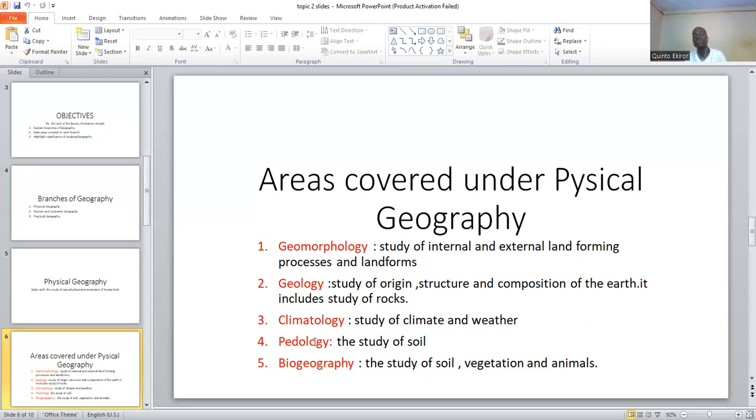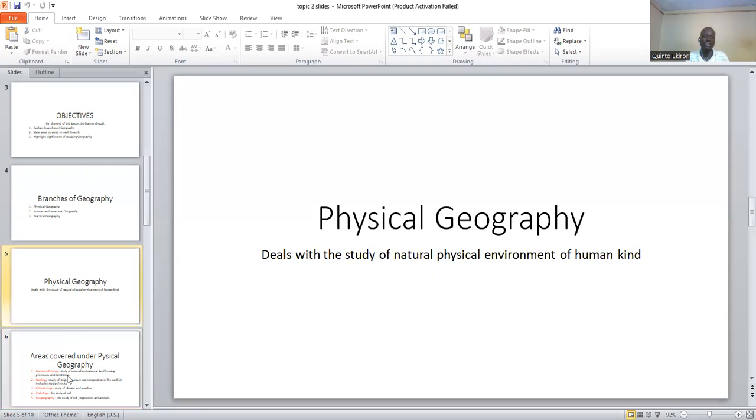Fifth, we have biogeography. What is biogeography? This is the study of soil, vegetation, and animals. For example, classification of animals, classification of vegetation, classification of soil, for example, volcanic soil, alluvial soil. For vegetation, we have, for example, savanna vegetation, and so on. Under animals, for example, living and non-living organisms. Understood up to there? Okay.